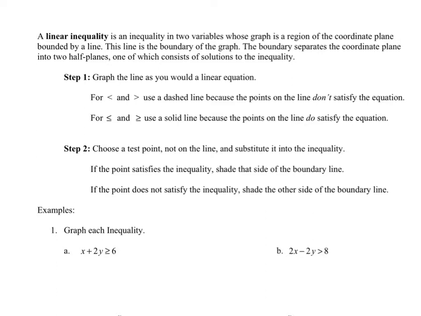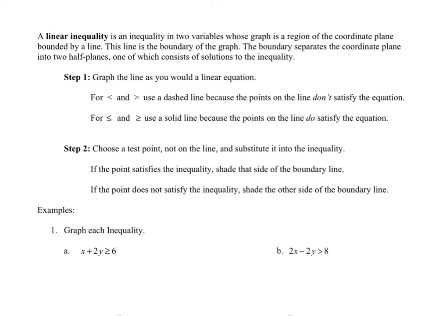And then you're going to choose a test point on one side of the line. I usually like to use the point 0, 0 because it's easy to plug in, as long as it's not on the line. It can't be a point on the line. And if the point satisfies the inequality, you'll shade that side of the boundary line. If the point does not satisfy the inequality, then you shade the other side of the boundary line.